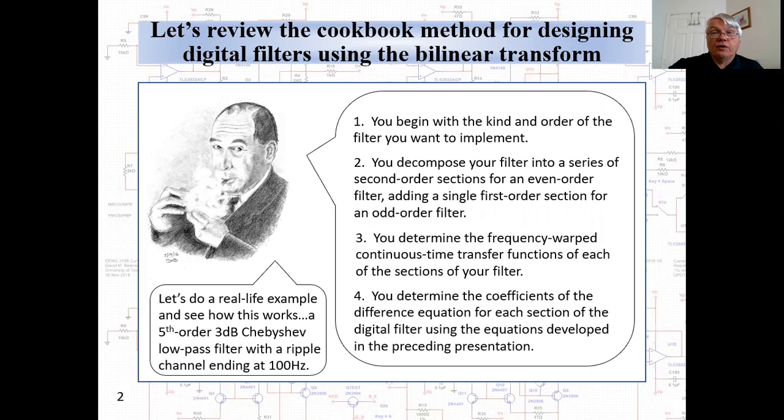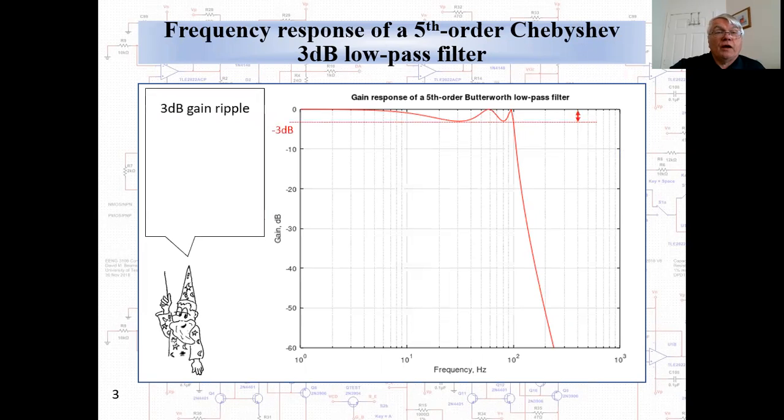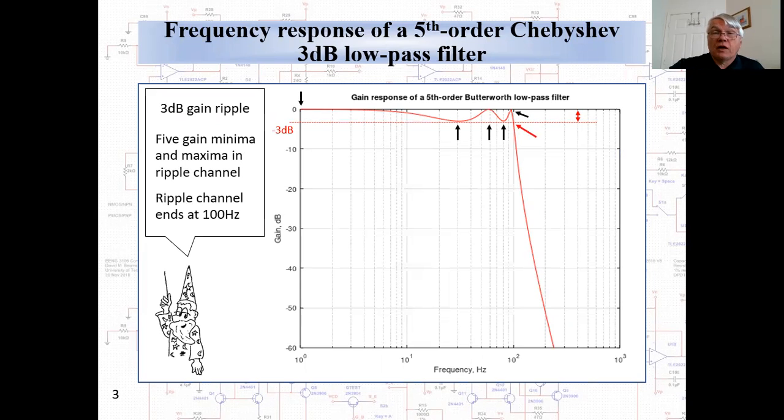Let's do a fifth order 3 dB Chebyshev low-pass filter with a ripple channel ending at 100 Hertz. And just so we have an idea what we're looking for, I've calculated the frequency response of such a filter. And here's what characterizes it. 3 decibels gain ripple, 5 minima and maxima in the ripple channel, and the ripple channel ends at 100 Hertz.